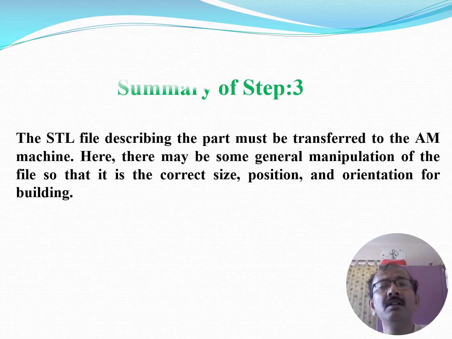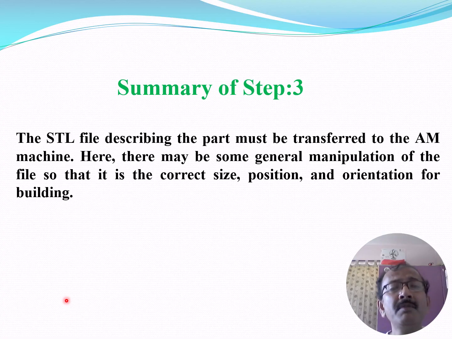Now this is the summary of step 3. The STL file describing the part must be transferred to an AM machine. Here there may be some general manipulation of the file so that it is the correct size, position, and orientation for building.